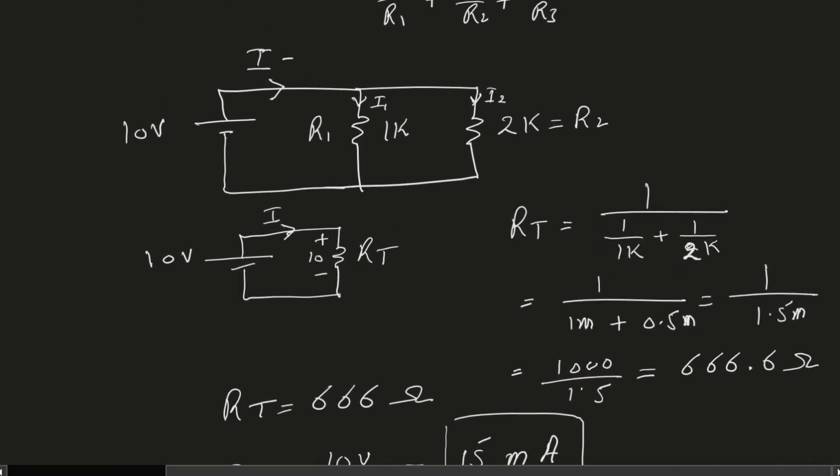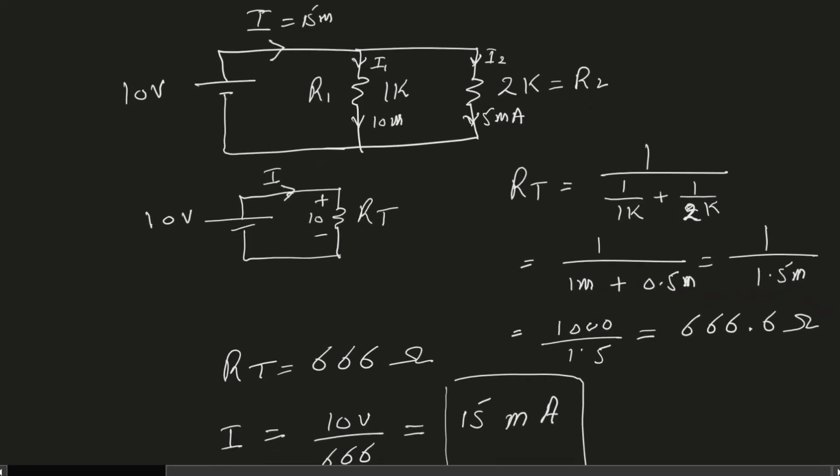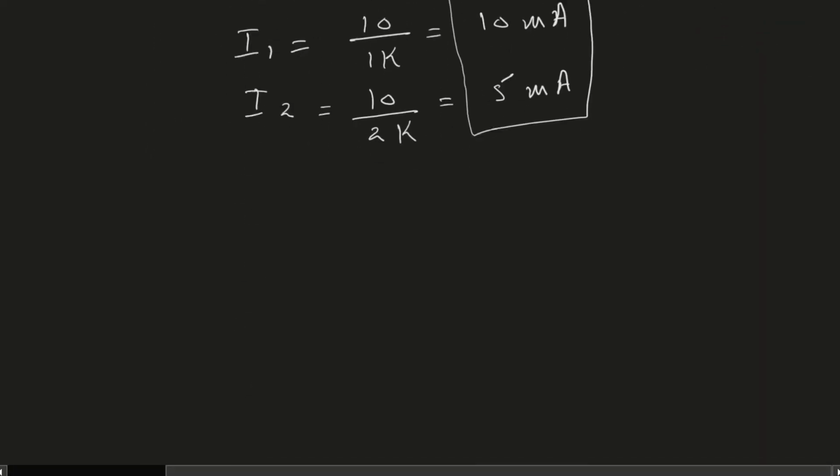So you can see that 15 milliampere comes from here, and then it divides into two pieces. 10 milliampere flows in this resistor, and 5 milliampere flows in the other resistor. And now you can see the smaller resistor has a larger current flowing through it. This also makes sense because if a resistor is small in value, then it will offer less resistance to the flow of current, and therefore more current will flow through that resistor. All right, so that's that.